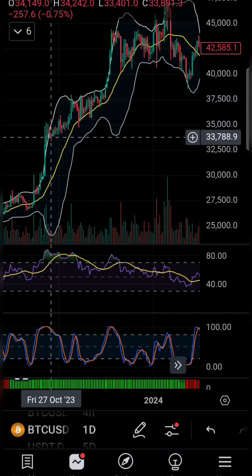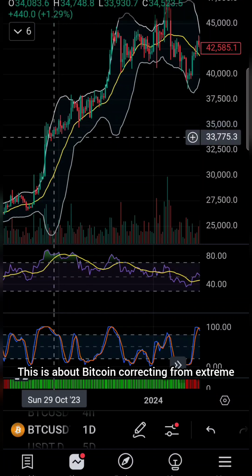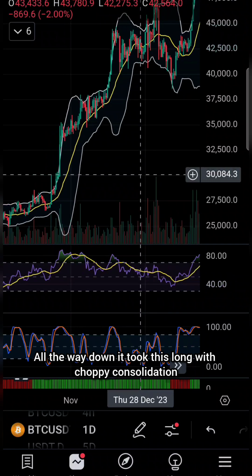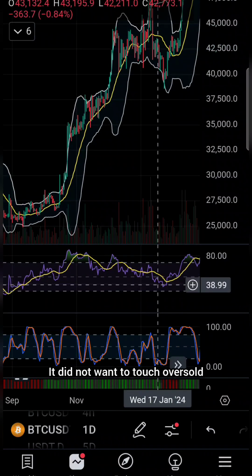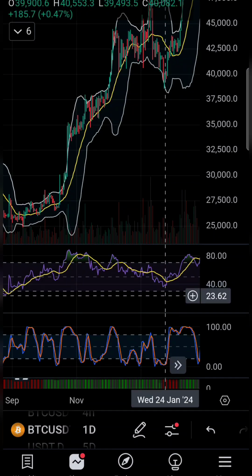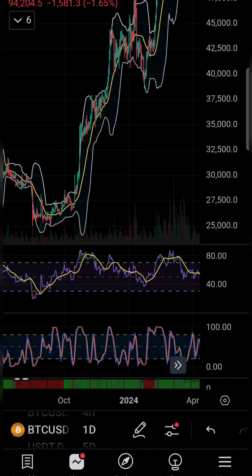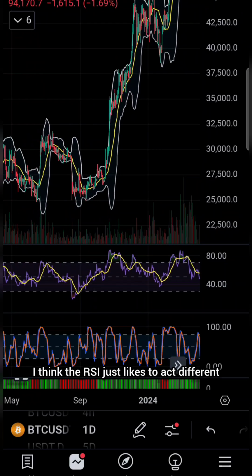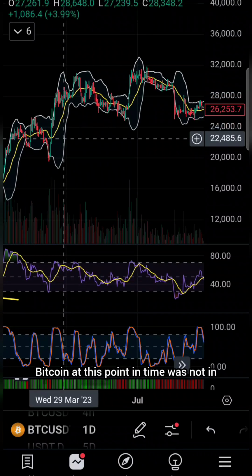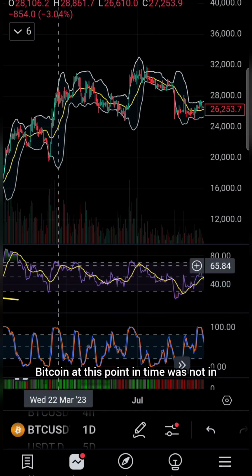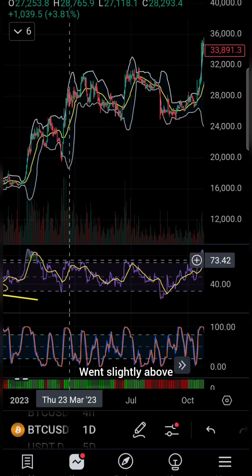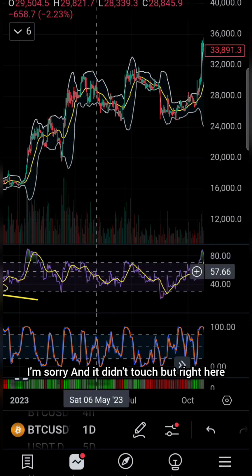But this isn't about that. This is about Bitcoin correcting from extreme overbought, where my cursor is. RSI goes all the way down. It took this long with choppy consolidation. It did not want to touch oversold and go below the extreme 30 value. It didn't even touch the 30 value. So in bull markets, I think the RSI just likes to act different. In this case right here, this was at the beginning of the bull run. Bitcoin at this point in time, where my cursor is, was not in extreme. It went slightly above the overbought value at 70, and it didn't touch.